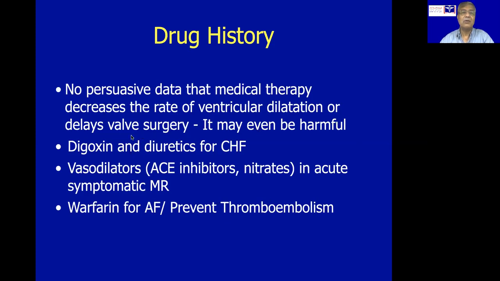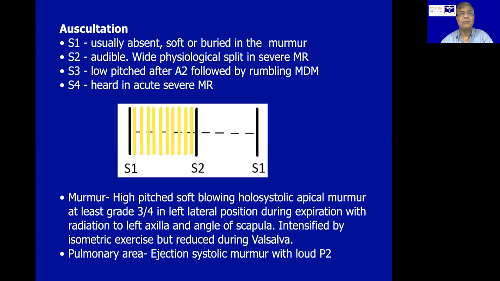Most of these patients are on digoxin and diuretics for congestive heart failure. They also may be on vasodilators like ACE inhibitors and nitrates, especially patients who have acute symptomatic MR. These patients may be on warfarin in case they have atrial fibrillation, to prevent thromboembolism.